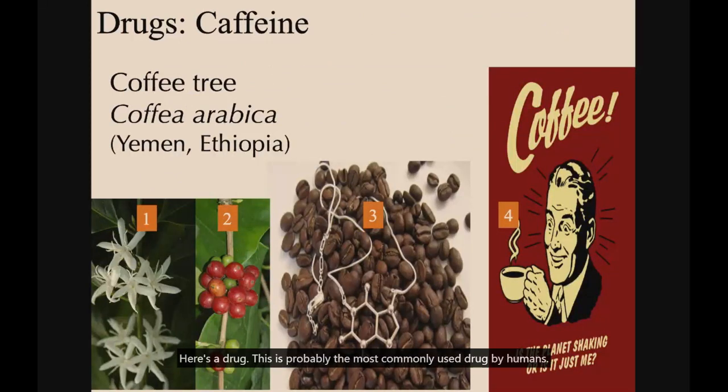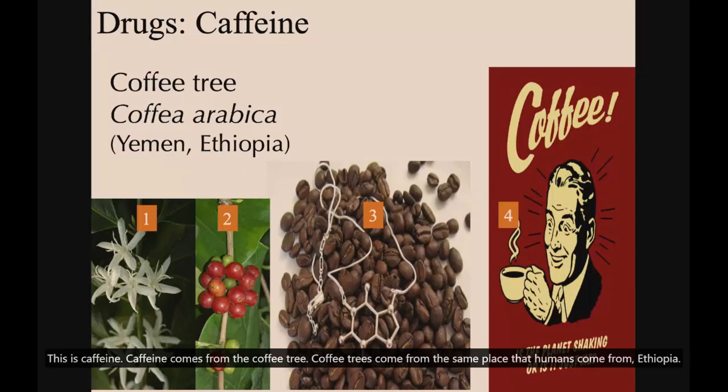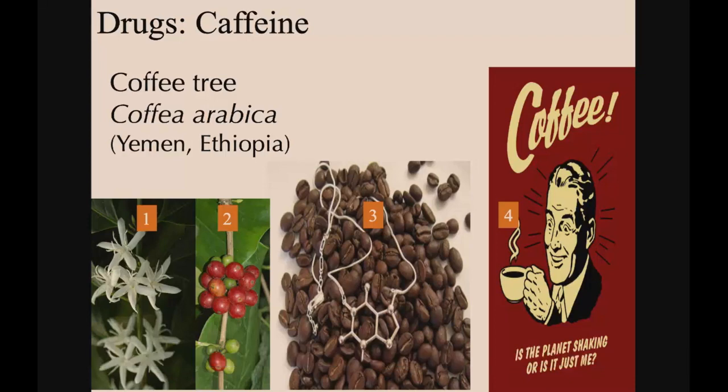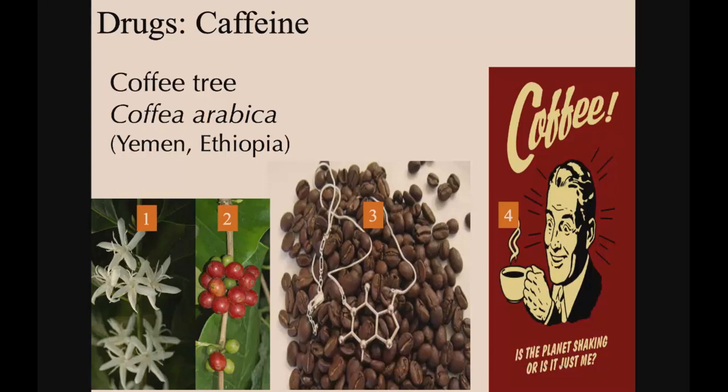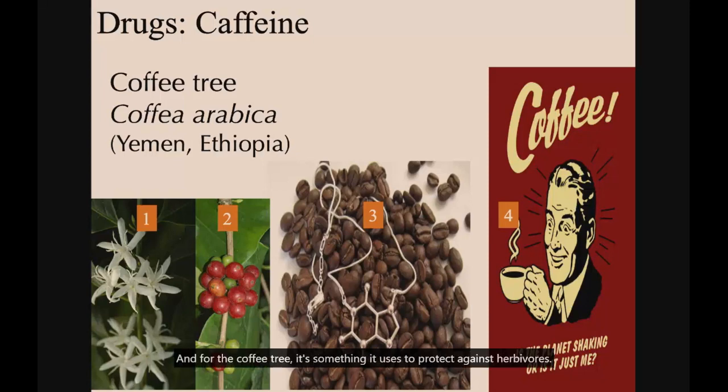Here's a drug. This is probably the most commonly used drug by humans. This is caffeine. Caffeine comes from the coffee tree. Coffee trees come from the same place that humans come from, Ethiopia. Here are the coffee flowers. Each flower turns into a seed. Each seed is what you call a coffee bean. You can roast them. Here's a necklace somebody made of the very simple compound called caffeine. And caffeine is a stimulant in humans, and for the coffee tree, it's something it uses to protect against herbivores.